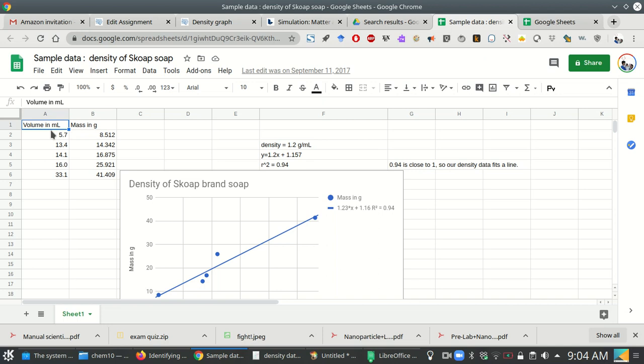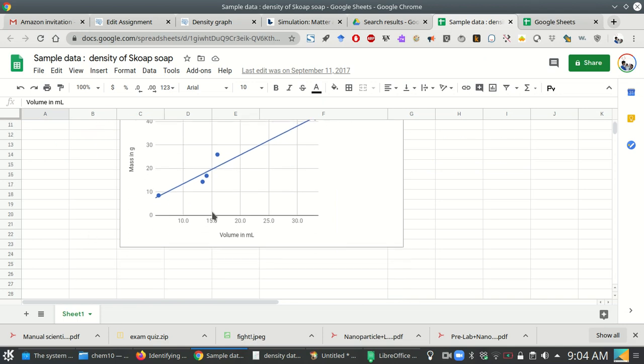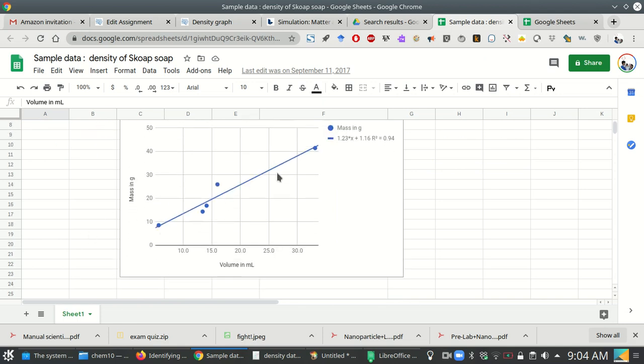Now, I have typed in my data here, just like a cooking show. I have done it in advance. And here I've got the volume, here I've got the mass. The mass is on the vertical axis and the volume is on the horizontal axis. You can see that I've got a line through here, and the line does not go through all the points. This is not a dot to dot. The line is the best fit line that approximates the pattern that all of these points seem to be following, if we can say that they're following a linear pattern.